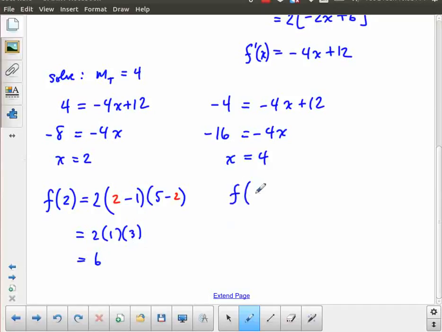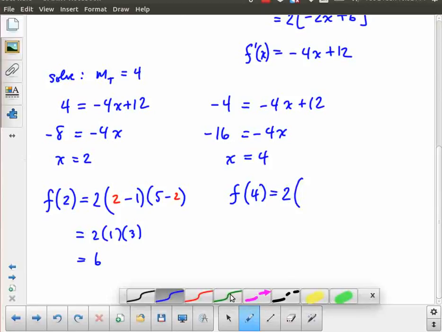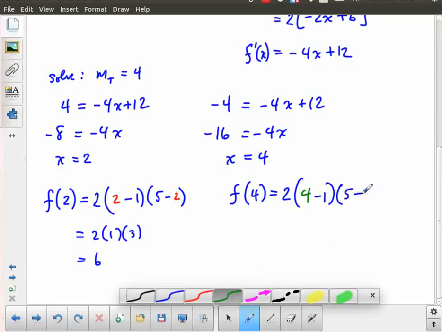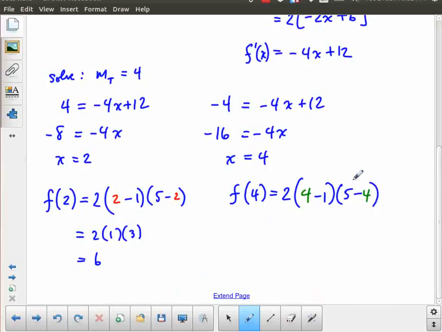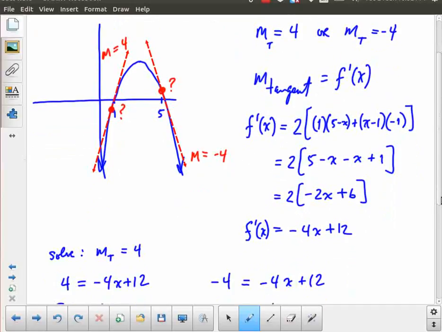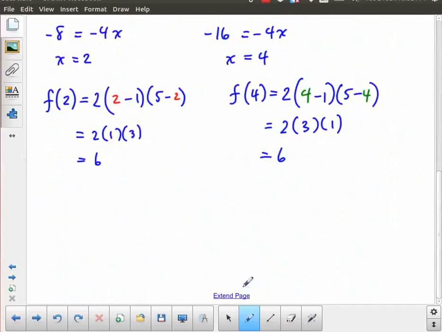And then we have to also figure out what is f of 4. F of 4 is equal to 2 times 4 minus 1 and 5 minus 4 in this case. And we end up with 2 times 3 times 1, which is equal to 6. And as I predicted, when I talked about it up here, I said I expect these two values to be symmetric, to be the same y values. And sure enough, we did end up with the same y values.